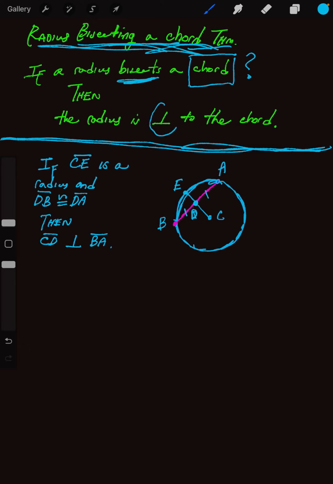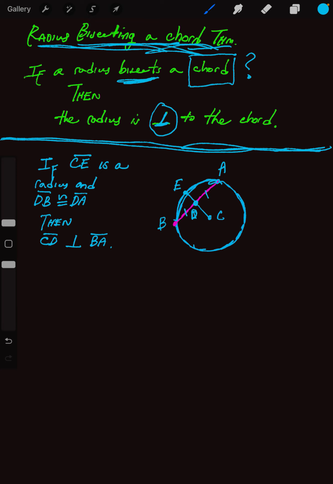Okay, perpendicular, right? Don't forget, the upside down T means perpendicular. What does perpendicular mean? They intersect at right angles. They intersect at 90-degree angles. Same statement. So here I have if a radius bisects, that means cuts it into two congruent parts. So if a radius cuts a chord into two congruent parts, then the radius is perpendicular to the chord.